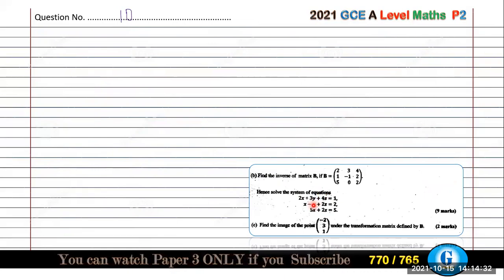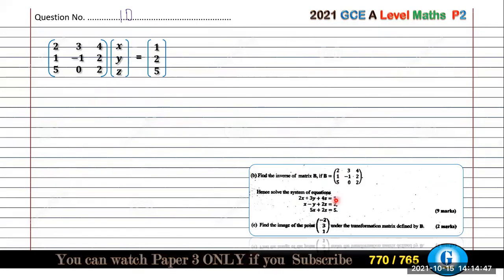If you look at the coefficients of the x, y, and z in this matrix, you see that it is the matrix B, right? So that's matrix B times x, y, z. So we write it in this form, should be equal to the matrix on the right-hand side, 1, 2, 5. So this is the matrix B, this is the matrix X, and this is the constant matrix.